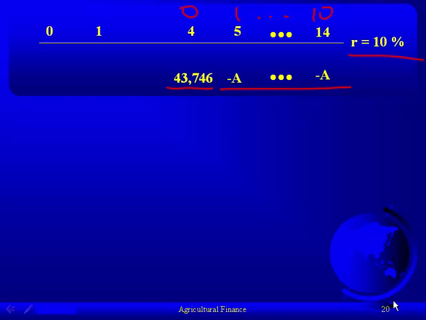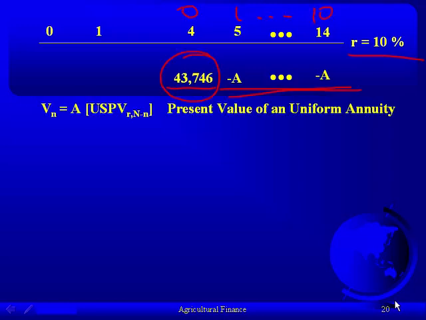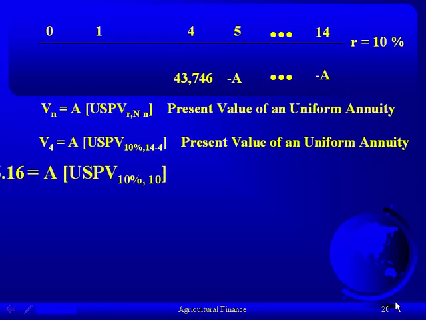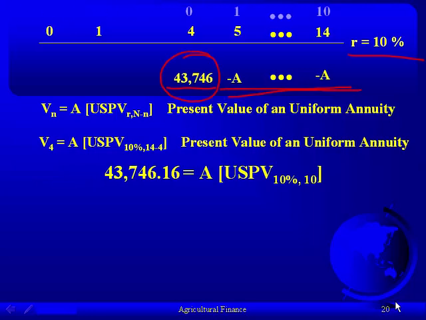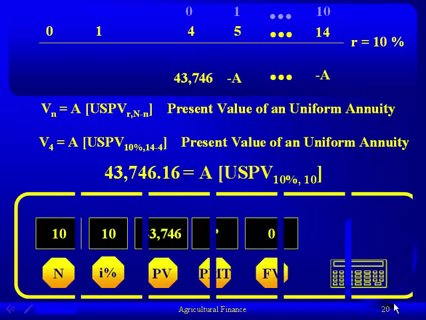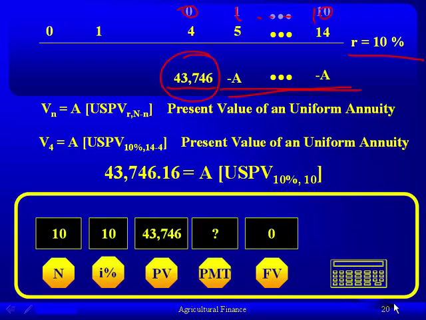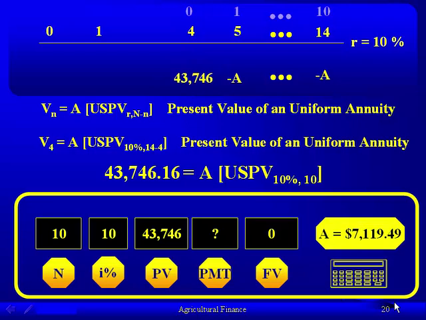How do we solve for that A? Is this a present value or future value? Is this a uniform series? So we are going to use a present value of a uniform annuity formula. In this particular case, the present value is the money that we owe, $43,746, 10% interest over 10 years. We plug that into our calculator. What we determine is that we would have to pay the bank back $7,119.